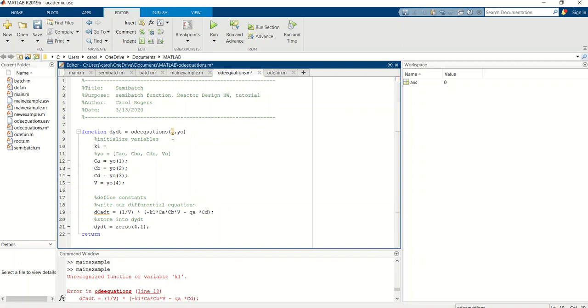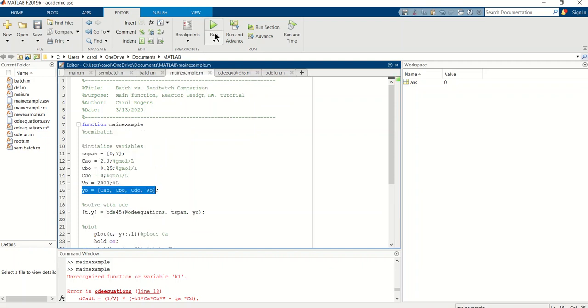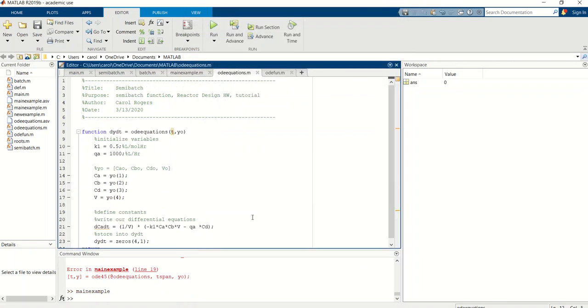K1 equals 0.5, and that is in liters per mole hour. And then we also used QA equals 1,000 liters per hour. And that's all that we used in this equation. So now it should be testable. Yep. Awesome.